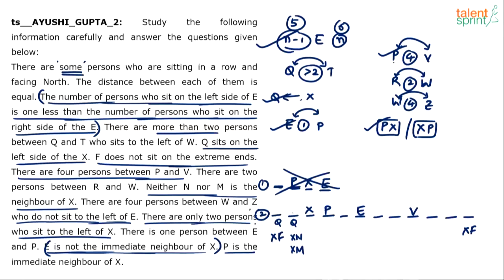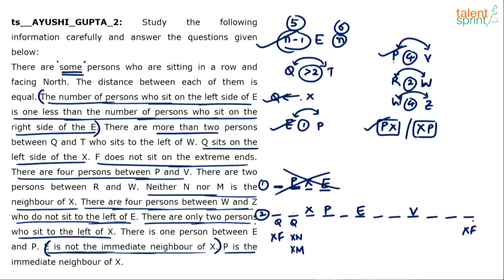There are 4 persons between W and Z who do not sit to the left of E. Now this is interesting. Remember, there are 4 persons between W and Z, as we have seen already, but they do not sit on the left of E. Who do not sit on the left of E? Who usually represent the preceding person. So if you observe, it says that W and Z cannot come on the left of E.